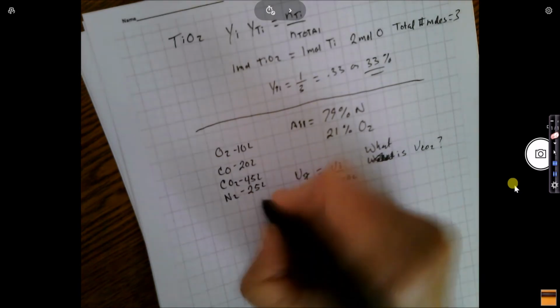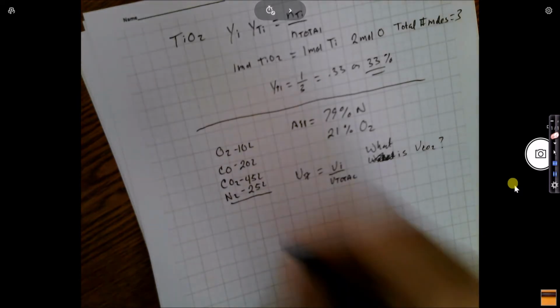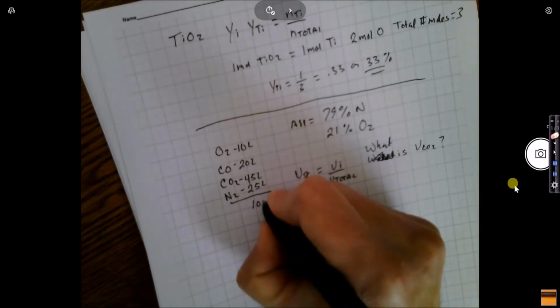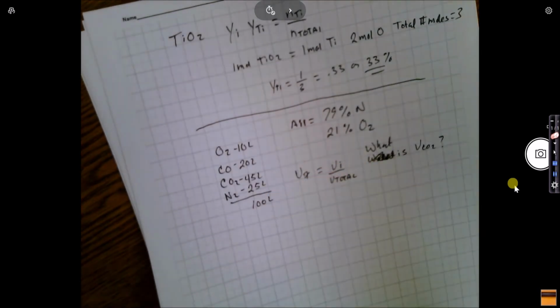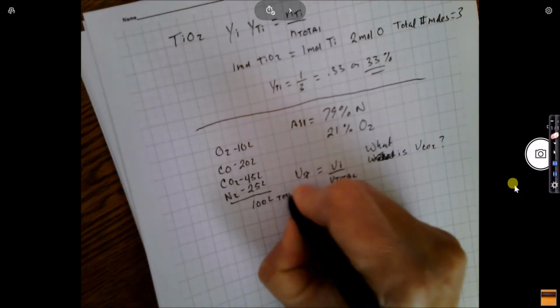All right, so VCO2. So first, we got to tabulate the total amount of liters in our exhaust gas. So we took a sampling, and this is what we got. So 10 plus 20 plus 45 plus 25. And that just kind of happened to equal 100. I actually strove not to. I think subconsciously I did just to make the calculation easier. So 100 liters total.